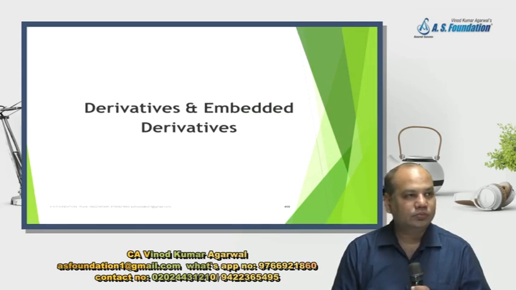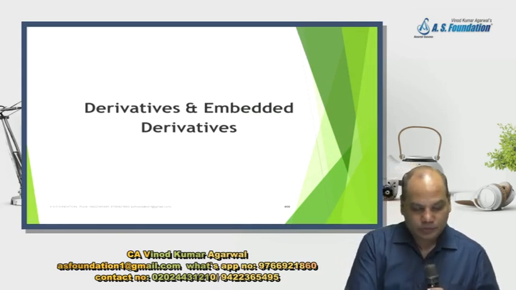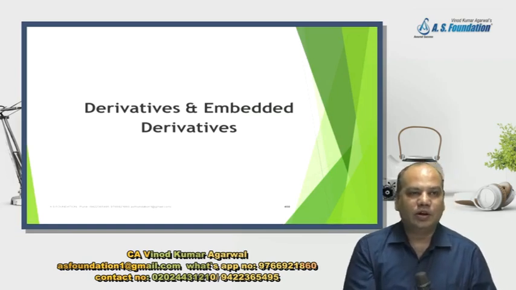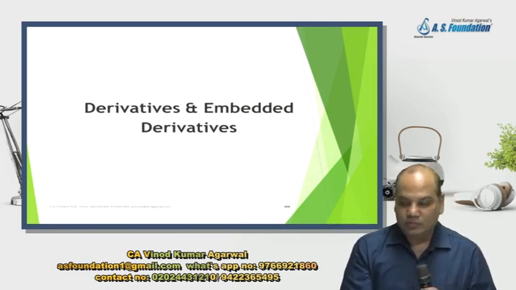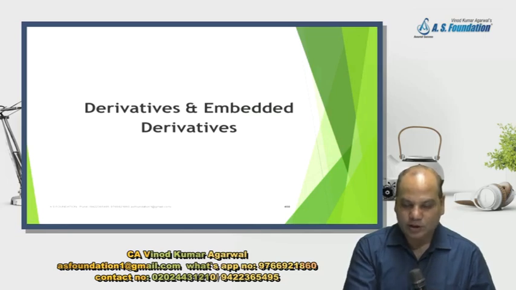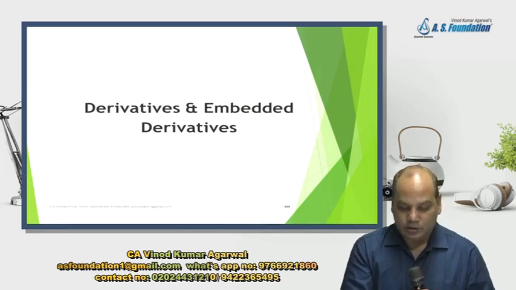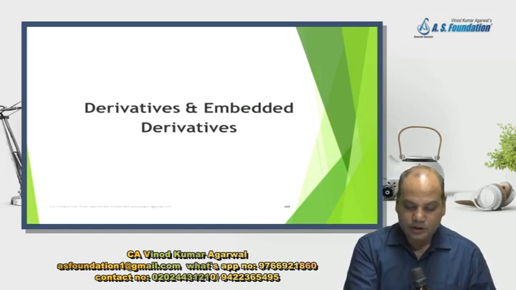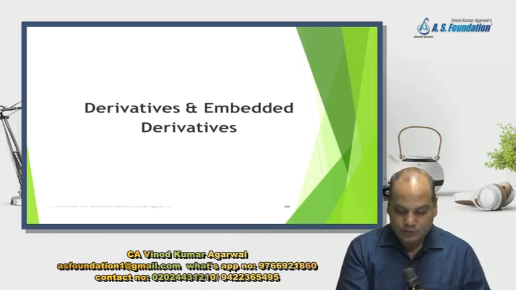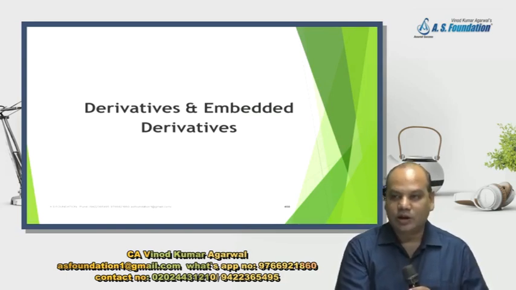Now we'll come to derivatives. I hope you have heard about derivatives. In the financial management subject, it is normally taught. So what is a derivative? First the general meaning of derivative, then we'll come to the meaning given in the standard. A derivative is a financial instrument which derives its value from another financial instrument or another underlying asset.